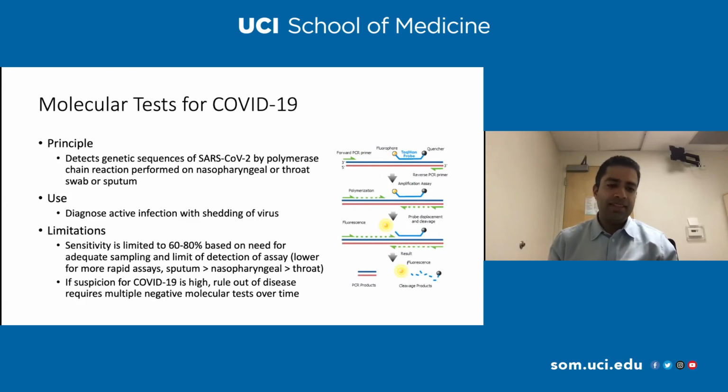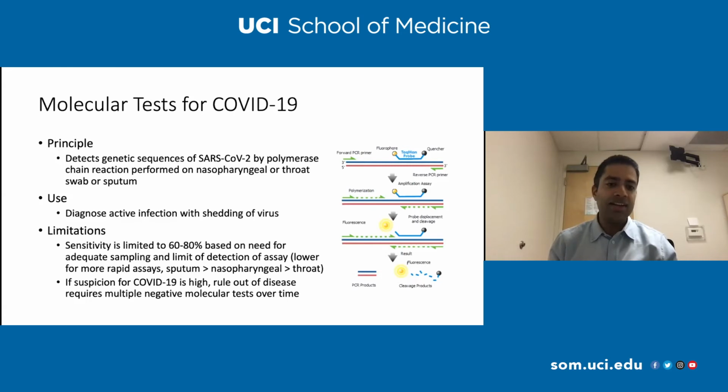And the limitations of these tests: the sensitivity, which is the proportion of the positive cases that you detect with this test, is only 60 to 80%. And that's for a variety of reasons. You have to really get a good sample. And some of these assays require a certain amount of virus to be present. And so the more rapid assays actually have worse sensitivity. You may have heard news reports of the Abbott test recently. That's a 15-minute desktop test that recent studies have shown has very low sensitivity.